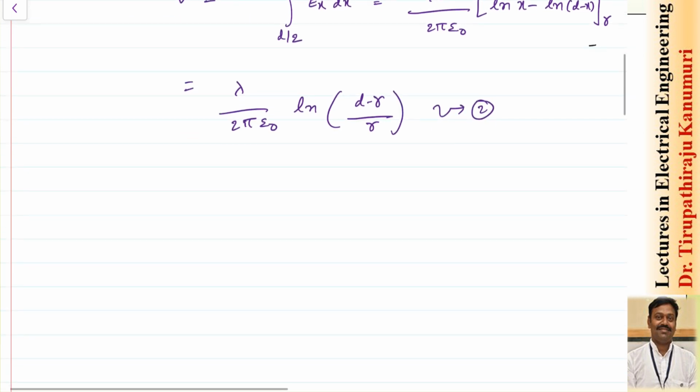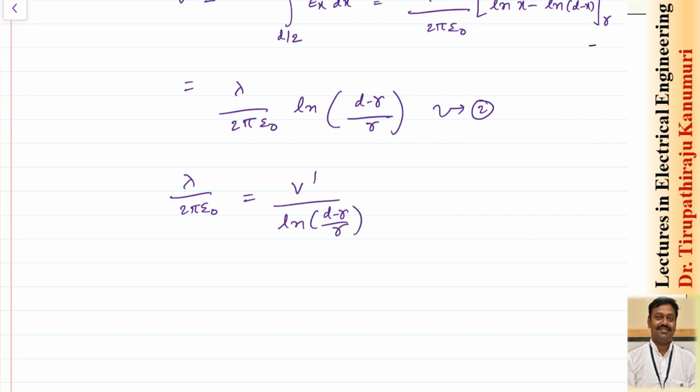So from this V dash I can calculate that lambda by 2 pi epsilon naught, because this can be rearranged, will be equal to V dash divided by ln of (d minus r) divided by r, because equation number 2 is rearranged. Let us take it as equation number 3. So now what I am doing, I am substituting equation number 3 in equation number 1.